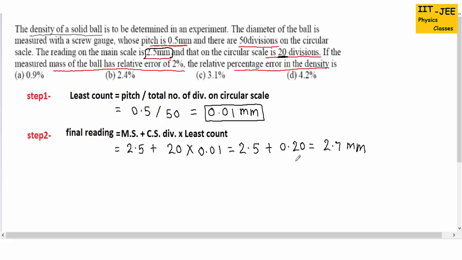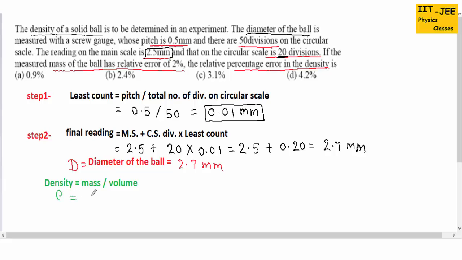So we were finding the diameter of the ball from the screw gauge. So it's actually the diameter of the ball. We can denote diameter as D here. Now we have to find percentage error in the density. So we will use the formula of density. You know density equals mass over volume. So let's put these things in symbols so that it would be easier for us. Density we are using rho, and for mass we are using m, and for the volume, actually volume is not given here, we have the diameter of the ball. So we need to put the formula of volume in terms of diameter.